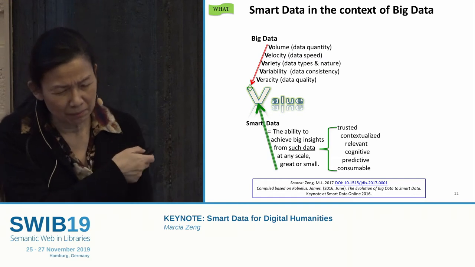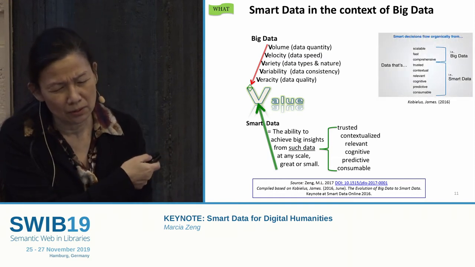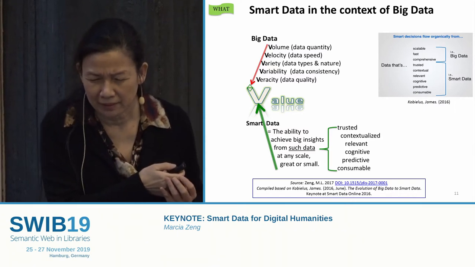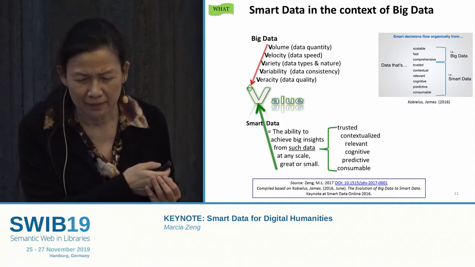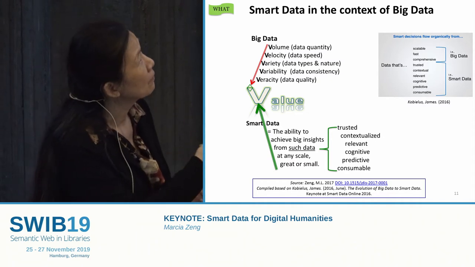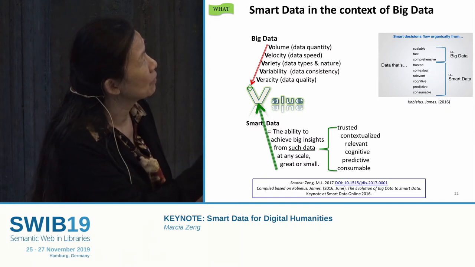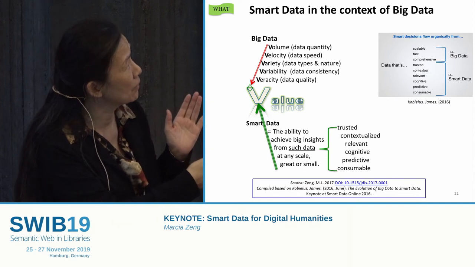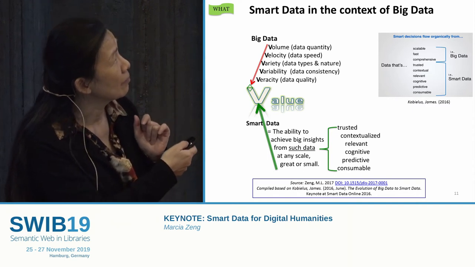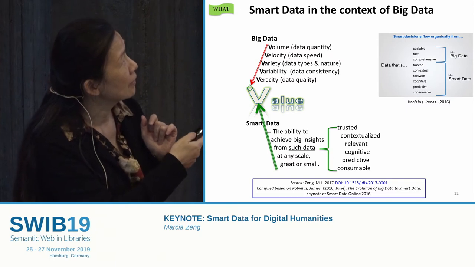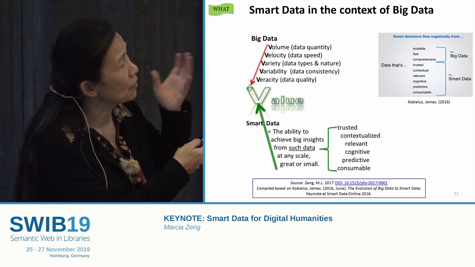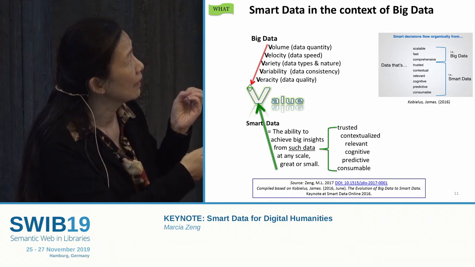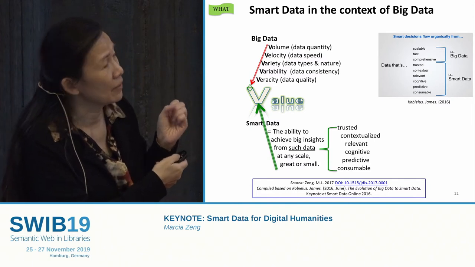So this is a picture I made based on the keynote, who did another event, the Smart Data Online event from IBM. Based on that, we can see this. We will come back to these slides multiple times because each of these means something. But the important thing is the ability of achieving such insights from such data at any scale, great or small.